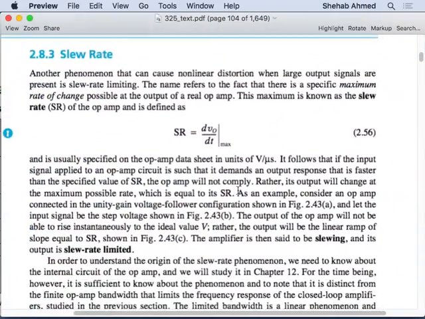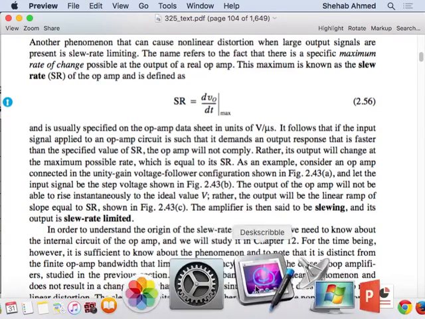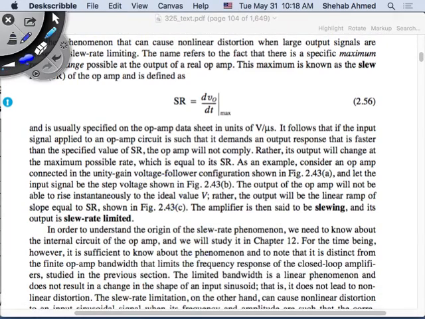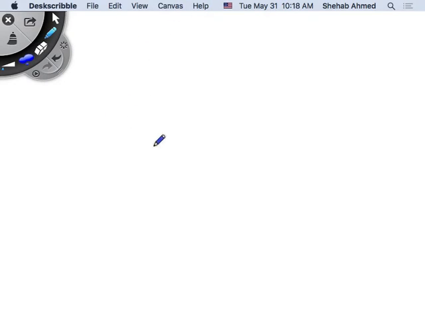The last topic. We're done with the chapter. So the last topic. If you remember this, this is a physical system. The op-amp is a physical system.